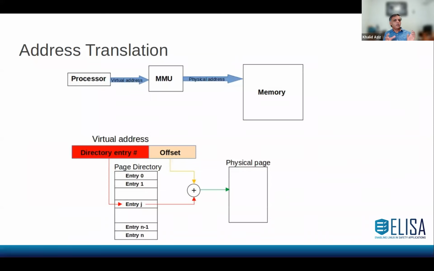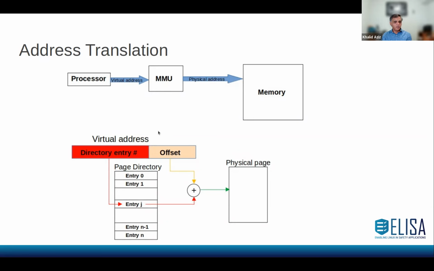Okay, so we talked about how the MMU does the translation from virtual address to physical address. So let's take a look at how it does that. The MMU sits in the middle on the system bus between memory and the processor. When a task is running and it wants to access memory, it will issue a virtual address, the MMU traps it, translates it to a physical address, and then data is sent back.